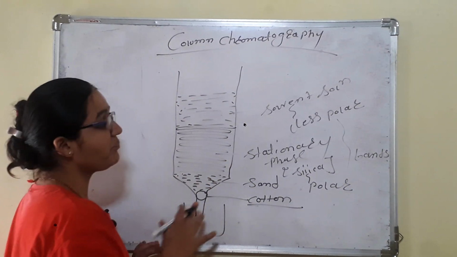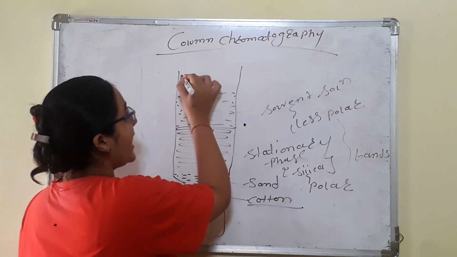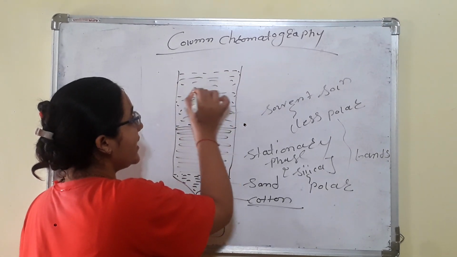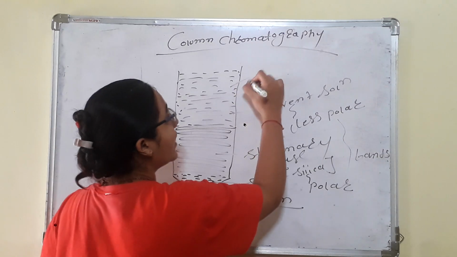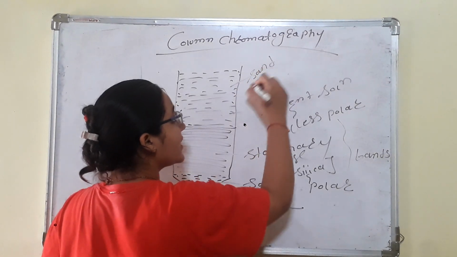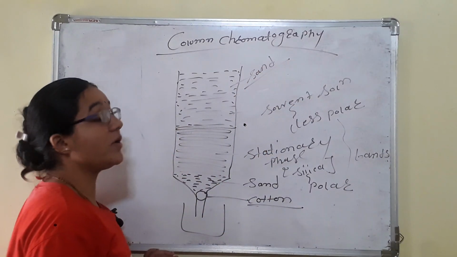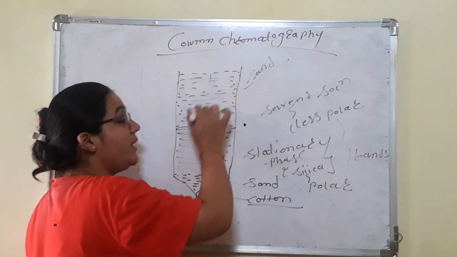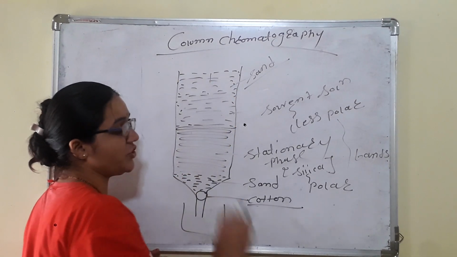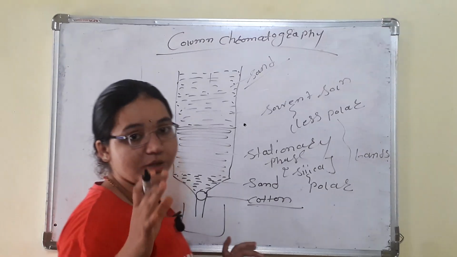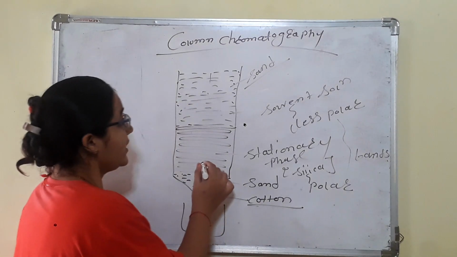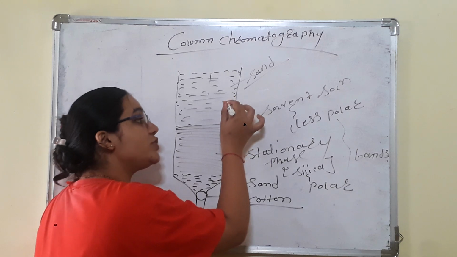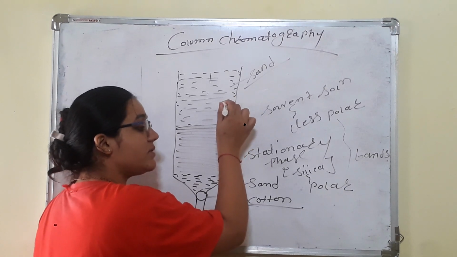then we add sand again on top of the column as an inert material, because this inert sand does not allow any material to enter the stationary phase during the purification process. Okay, so guys, we start this method. So the solvent solution moves towards the stationary phase and then our purification process starts.